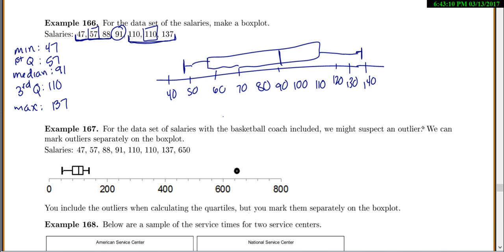In my next example, now remember how we put in the basketball coach? So here's my little box plot down here, and then here's the basketball coach way up here at 650. Now because we kind of suspect that he's an outlier, sometimes we don't do the whisker all the way up to the 650. We'll do the whisker to the next highest value and just put a little dot here at the 650. And so this was actually made using software.